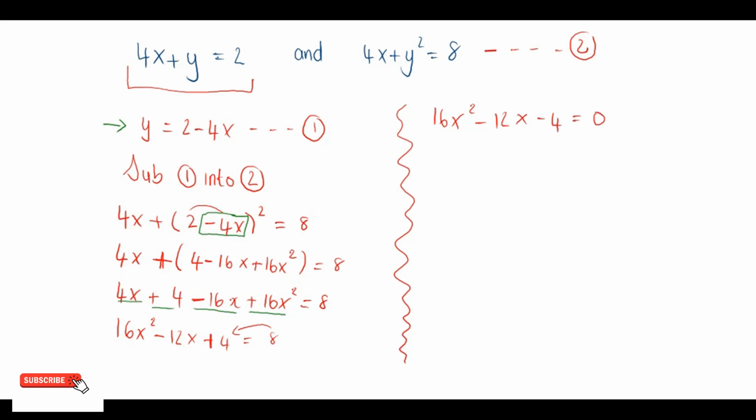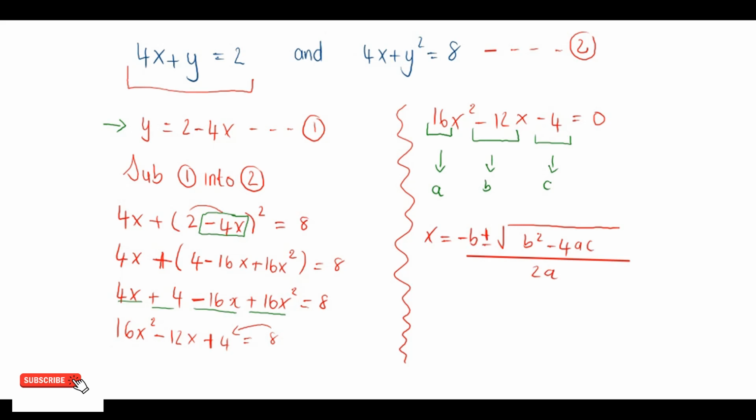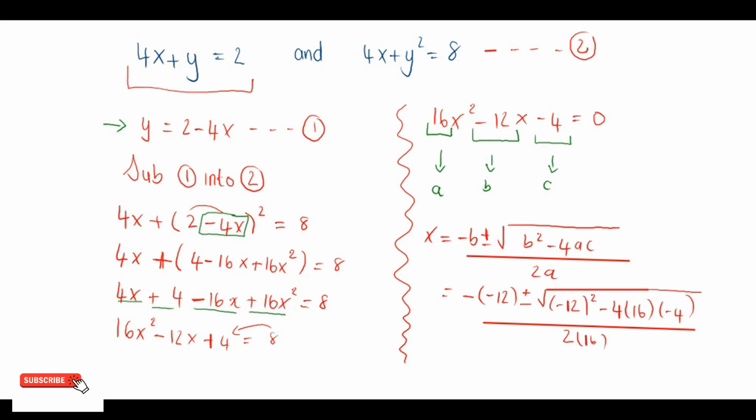Okay, and then from here, guys, you can simply use the quadratic formula. We've been using this quadratic formula, where this is the A, this is the B, this is the C, and you substitute these values into your quadratic formula. B is minus 12. So when you substitute these values straight into your calculator, you'll find that your x is equal to 1, or your x is equal to negative 1 over 4.